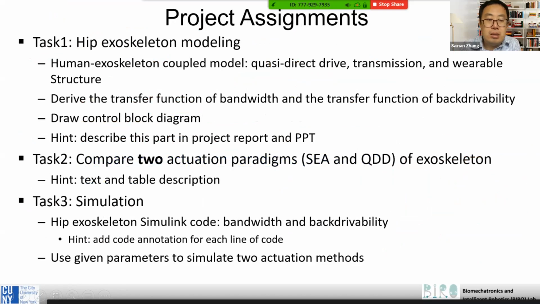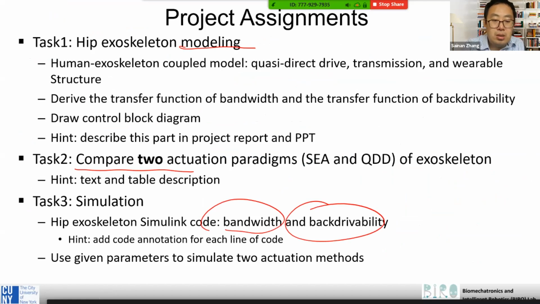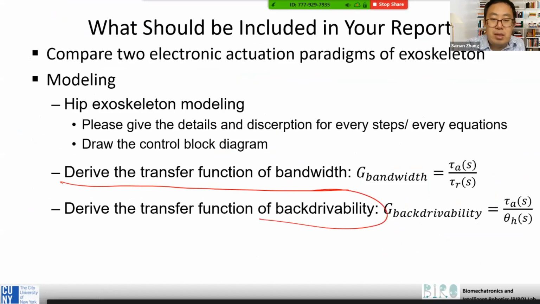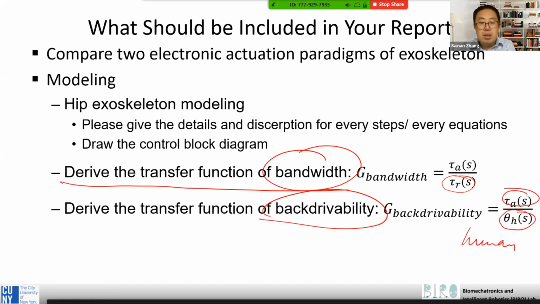Basically talk about the modeling and compare the actuation in terms of backdrivability and bandwidth. Use the given parameters. And of course, if you can tune the parameters, you can get better performance. That's also welcome. Derive the transfer function for the backdrivability and bandwidth, right? So you see, in this case, the output is a torque, and the input is a reference torque. In this case, the input is human movement, so the output is also torque. So you see the difference.